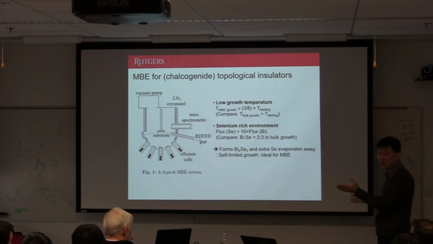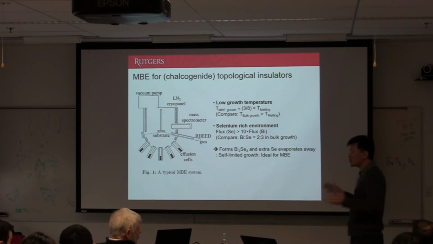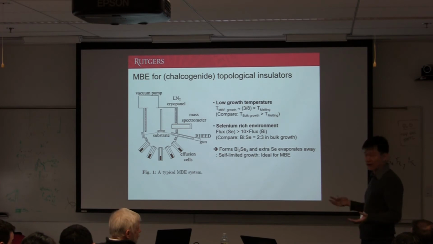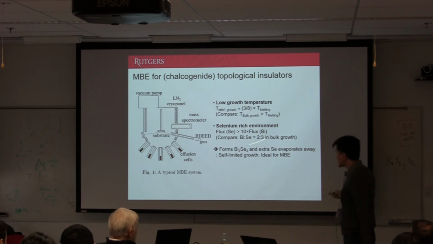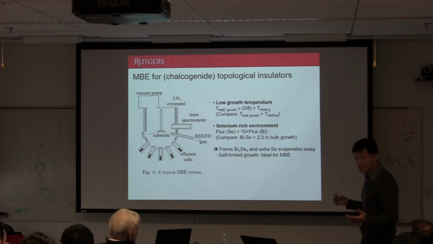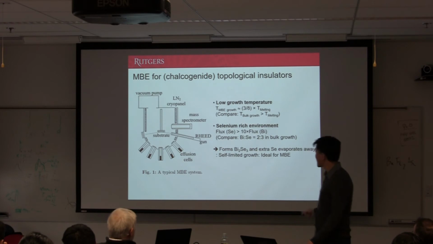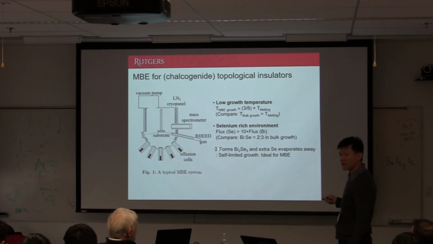That's exactly the same in gallium arsenide. Gallium, arsenic, you have 10 times or more arsenic, and then it's limited by only the gallium flux. In this bismuth case, you are limited by only bismuth. So you don't have to worry about stoichiometry. It's automatic. So that's perfect. If a material has the self-limited growth mode, then MBE is very easy and perfect. It makes perfect materials. And that's why for topological insulators, MBE has been very successful.